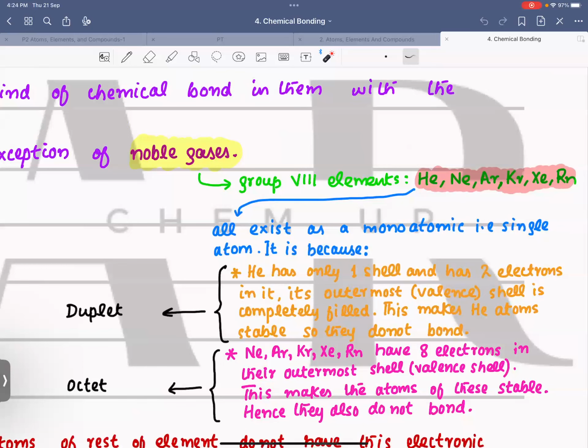So obviously all the other atoms will react and form a bond in order to obtain a valence shell configuration like noble gases, or to have their outermost shell completely filled, and for that they are going to bond. Okay.